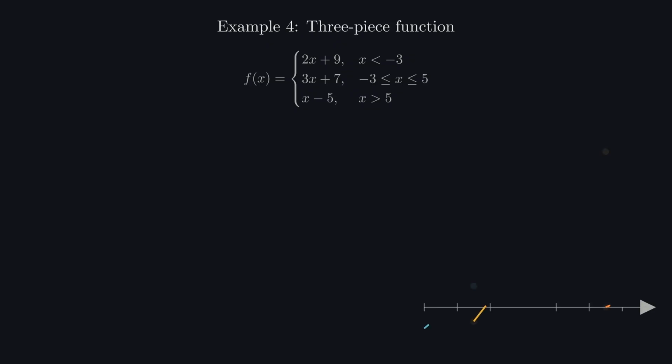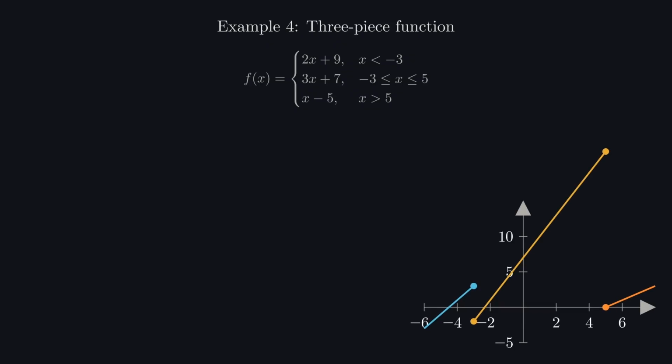First boundary, x equals -3. From the left, we use the first rule, 2 times -3 plus 9 equals 3. From the right, we use the middle rule, 3 times -3 plus 7 equals -2. 3 does not equal -2. The limit at x equals -3 does not exist.